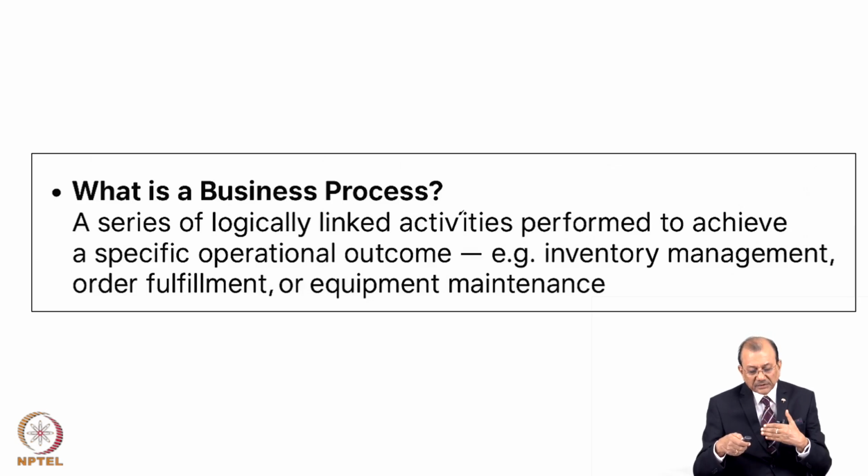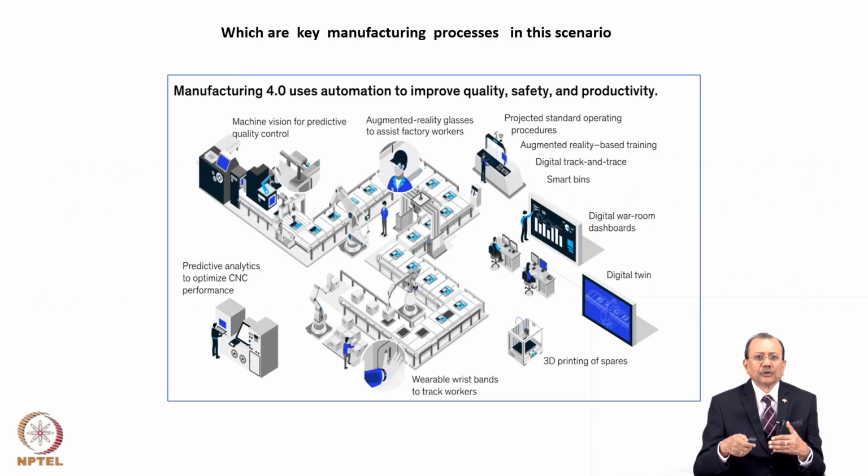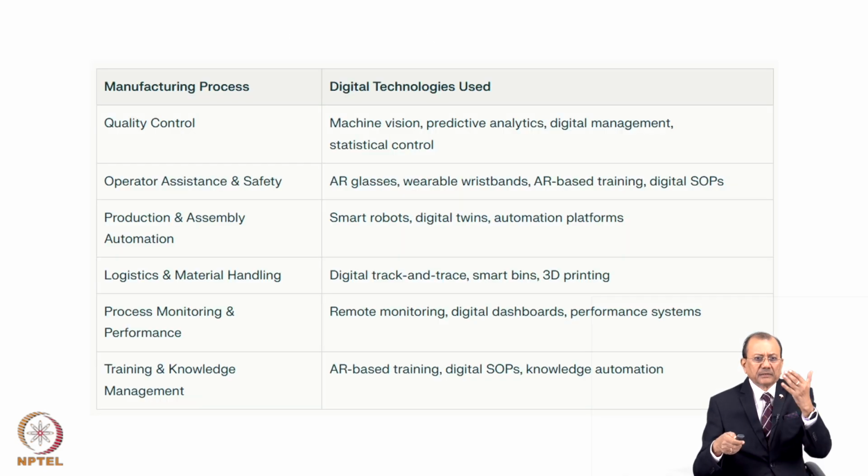So some knowledge about business processes is also important when we want to develop an Industry 4.0 solution for any business or industry problem. If you see this picture again, and you like to work out the key business processes of this scenario, where one factory is working for improvement of quality, safety and productivity, the key business processes look like this.